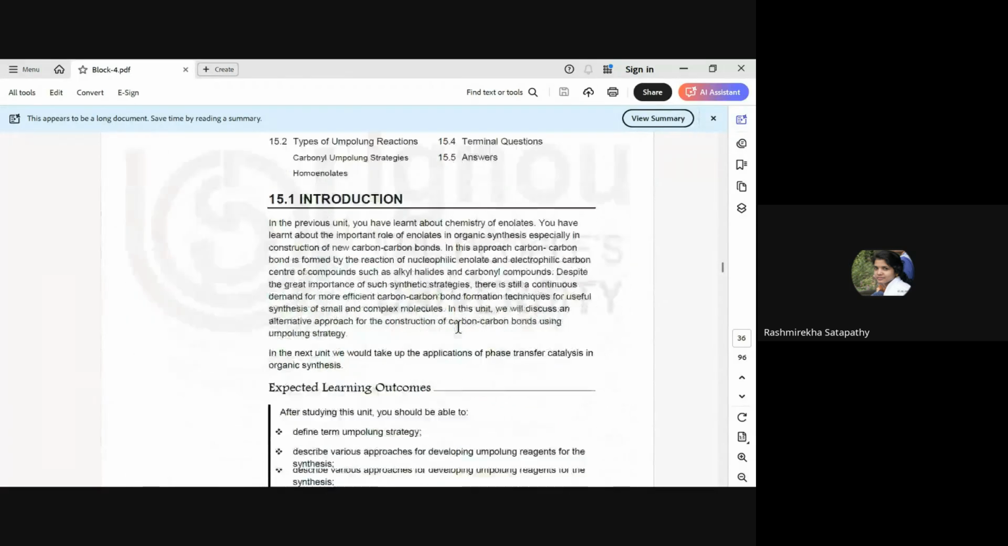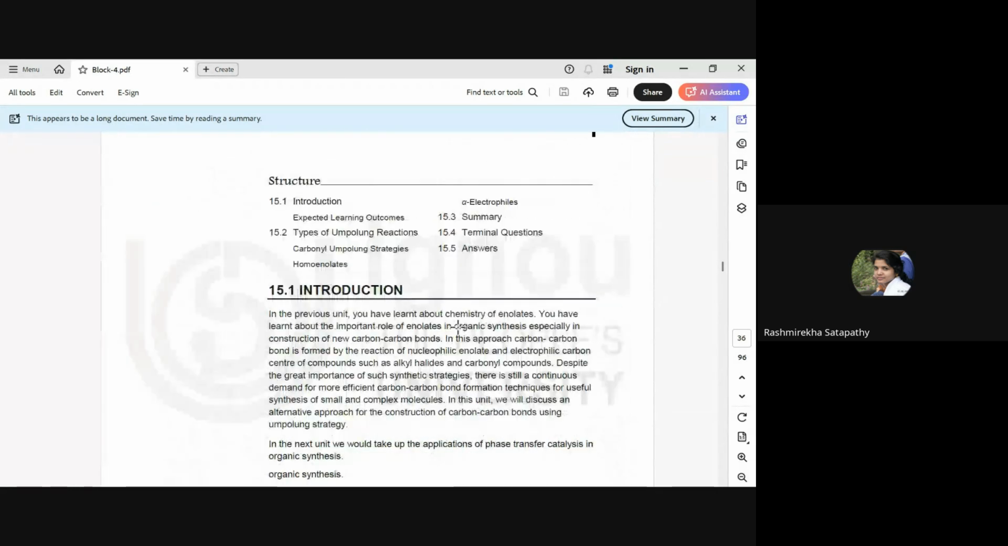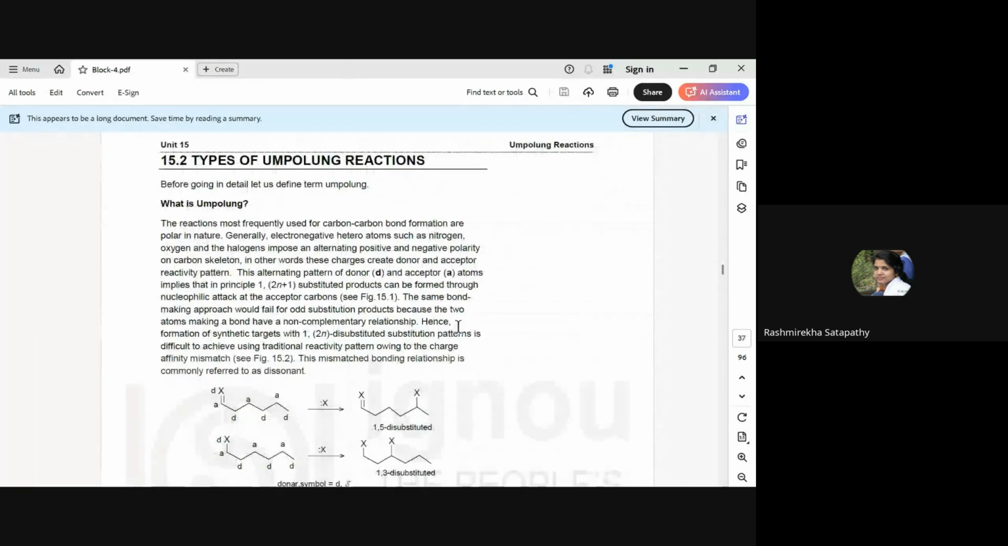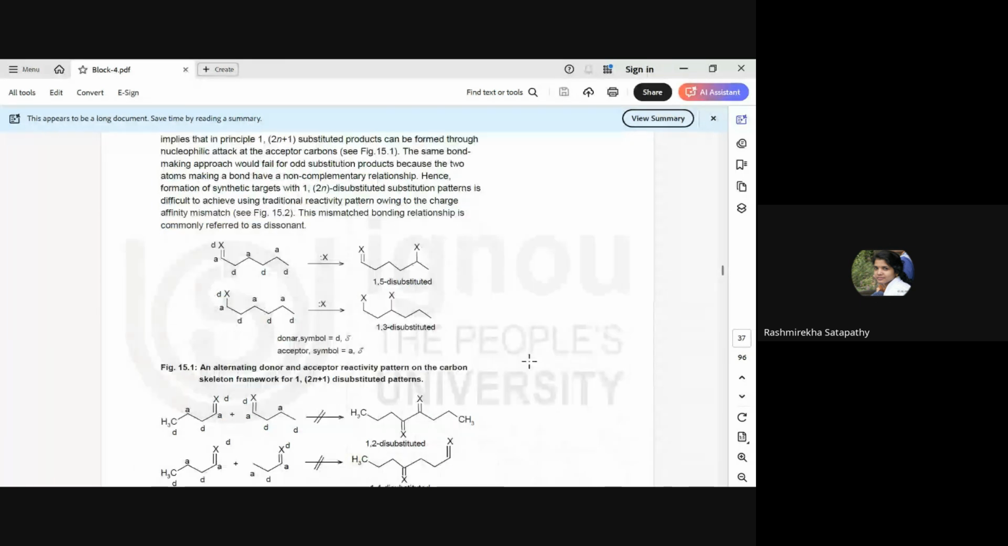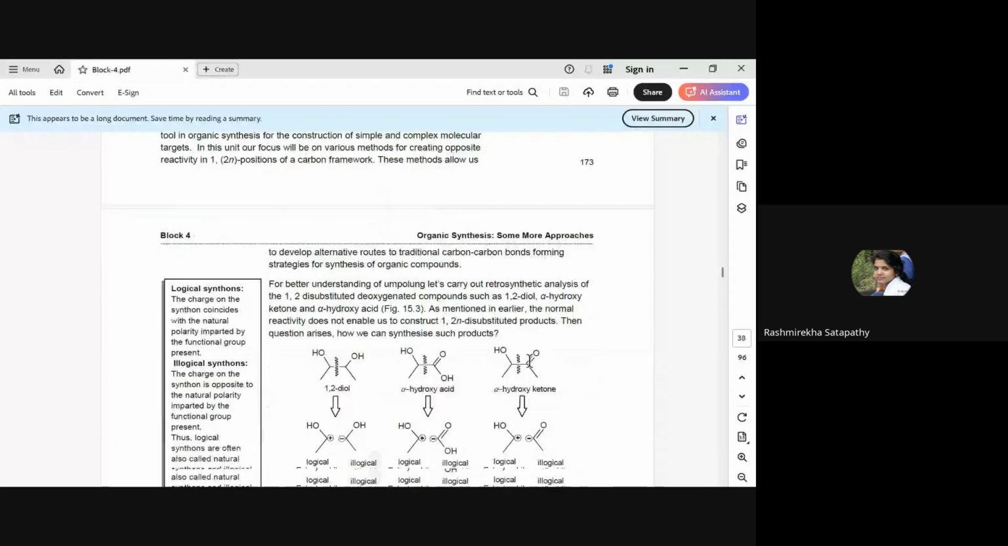Then unit 15: umpolung reactions. Yesterday we already discussed what umpolung reactions are. Most frequently used reactions for carbon-carbon bond formation are polar in nature. Generally electronegative heteroatoms such as nitrogen, oxygen, halogen impose an alternating positive and negative polarity on the carbon skeleton. So already there is a positive and negative polarity.